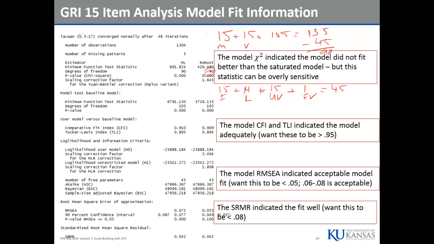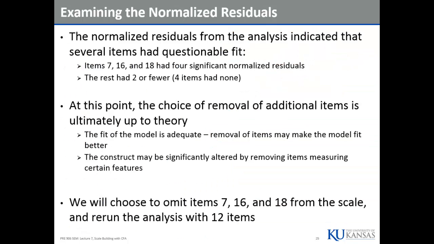Anybody want to say this is a good fit? Good enough? That would actually be valid in a lot of journals. But I'm good with going forward. I like going forward. I can look at the normalized residuals again. And if I do that, I see items 7, 16, and 18 had four significant normalized residuals. And the rest of the items had 2 or fewer. So we got really good comparatively.